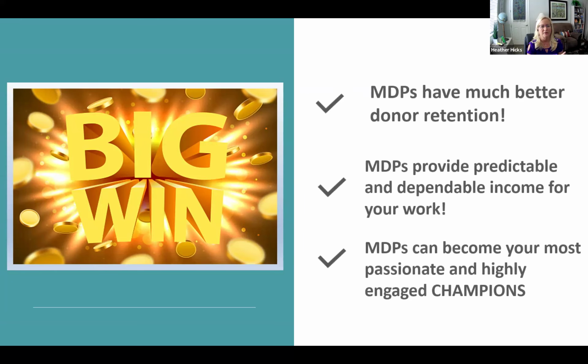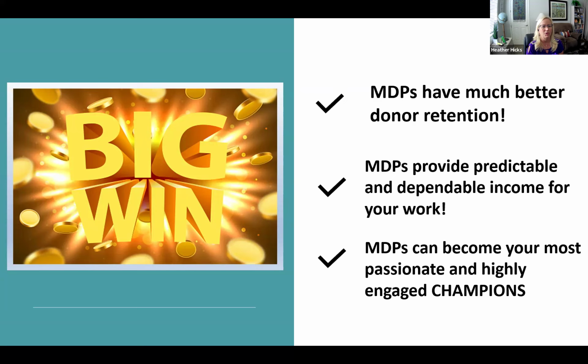A couple more big wins. So for nonprofits, we already said, oh, did I say that already once? No, maybe once, twice, three times. I don't think I can say it enough. Is that monthly donor programs have much better donor retention than anything out there. It's not even comparable.